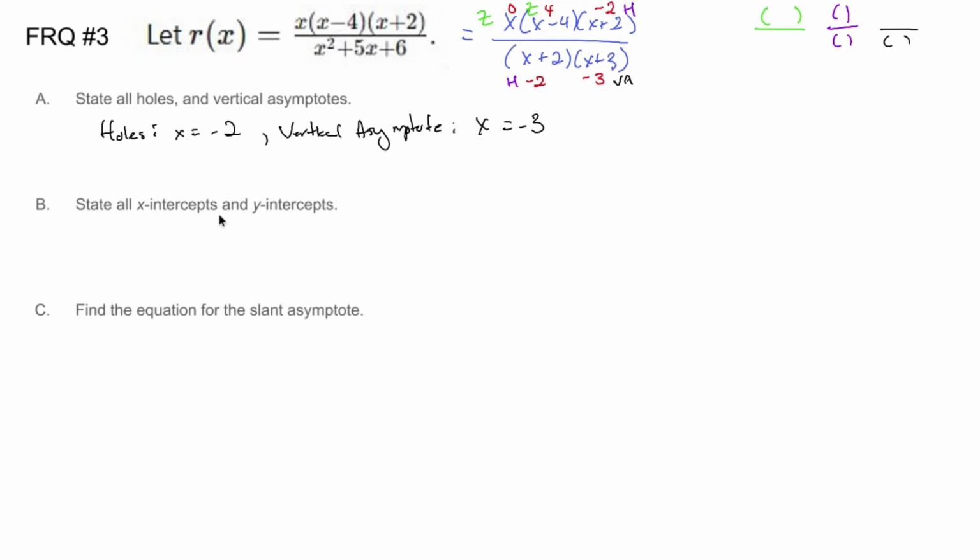Now, x-intercepts, you might be thinking, what the heck is that? X-intercepts is just a fancy word for 0. So just changing the words up a little bit. X-intercepts are going to exist where? At 0 and 4. So x equals 0 and x equals 4.